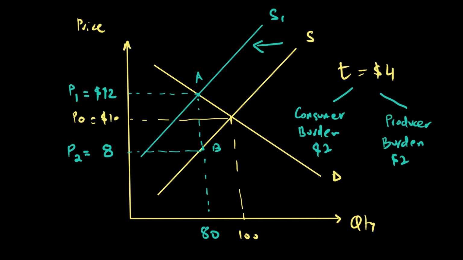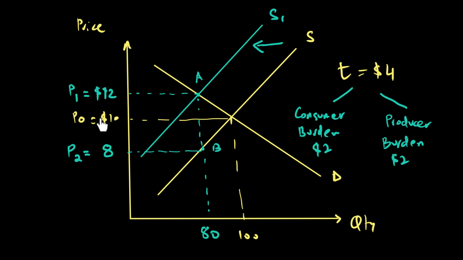And the way we figured it out is by looking at what's the price after tax. So the price after tax was $12. So the consumer previously was paying $10, is now paying $12, which means effectively the tax has made his price go up by not 4 but by only 2, which means this is his burden. $2 will be his burden.